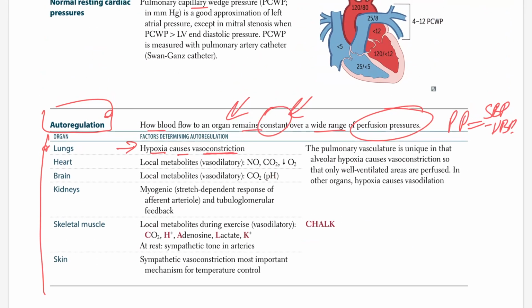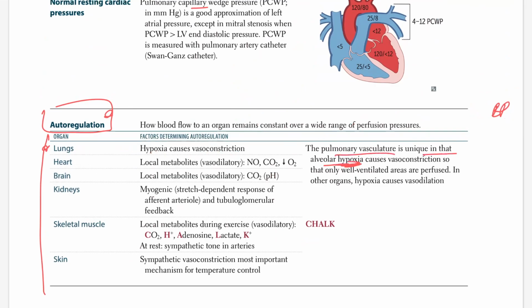The pulmonary vasculature, let's read this. The pulmonary vasculature is unique in that alveolar hypoxia causes vasoconstriction, so that only well-ventilated areas are perfused. In other organs, hypoxia causes vasodilation. This is exactly what I just explained. Okay, next one is the heart.